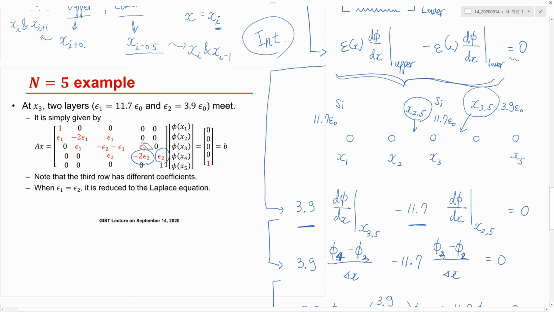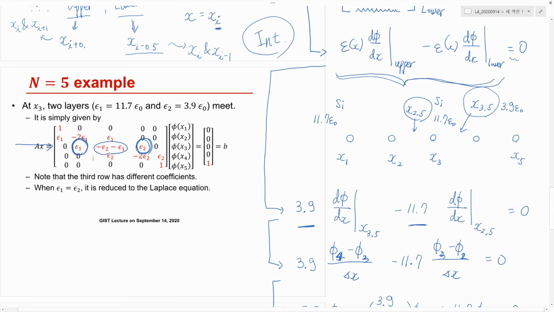The only difference occurs at the third row. The third row corresponds to the interface, and here we have the relative permittivity for the lower bound and the relative permittivity for the upper bound, and as a diagonal component we have the sum of epsilon 1 and epsilon 2 with a minus sign. So this one makes a certain difference in our equation.